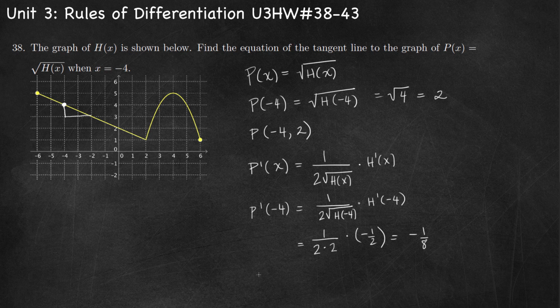And then putting all of that together, the equation of our tangent line is y minus 2 equals negative 1 over 8 times x minus negative 4, or x plus 4.